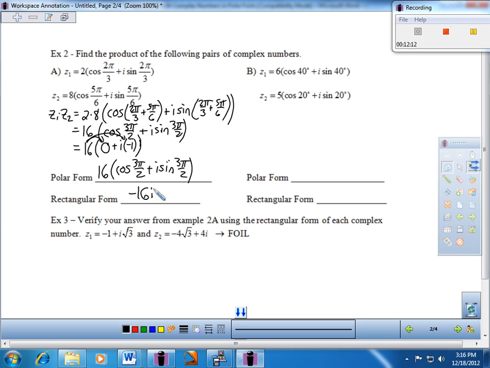Not bad. Not bad at all. Two different ways to express our answer, our product. One in polar. Okay, so let's do part B.